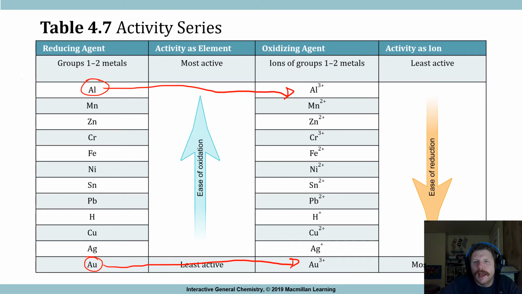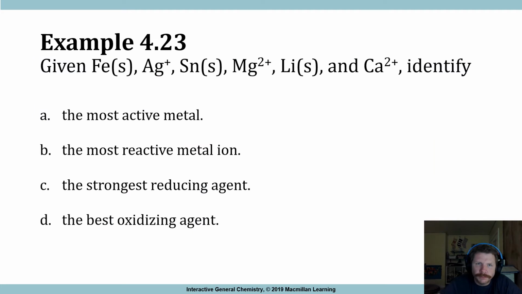As a result, the inverse is also true. So these ions and their ease of being reduced: these gold ions will be reduced very easily, and these aluminum ions will be very difficult to reduce.